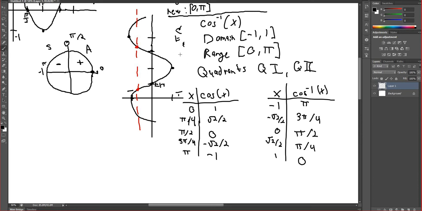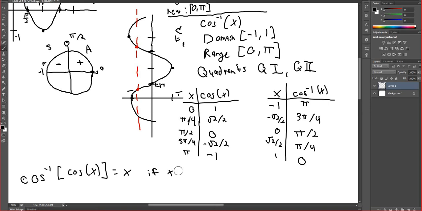So this is essentially what we did yesterday with sine, except instead of having quadrants 4 and 1, we have quadrants 1 and 2. So our identities are almost exactly the same. So cosine inverse of cosine of x is equal to x as long as x is in the domain of cosine.